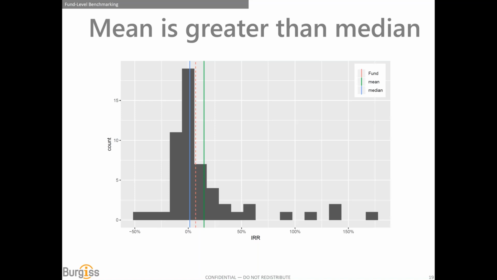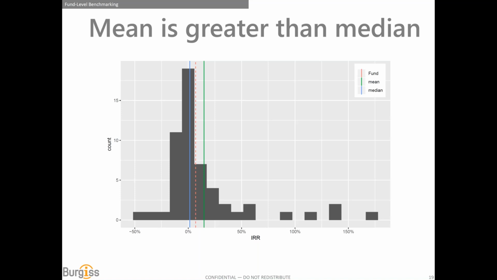In this case, what you can see is that the median, which is in blue, is actually around 0. In contrast, the mean return, which is in green, is significantly greater than 0. The reason for that, by the way, is that there's a reasonable number of funds that had spectacular returns over to the right, some of them over 150%.